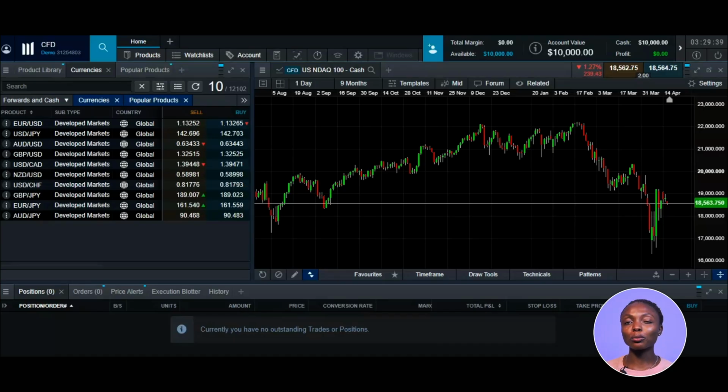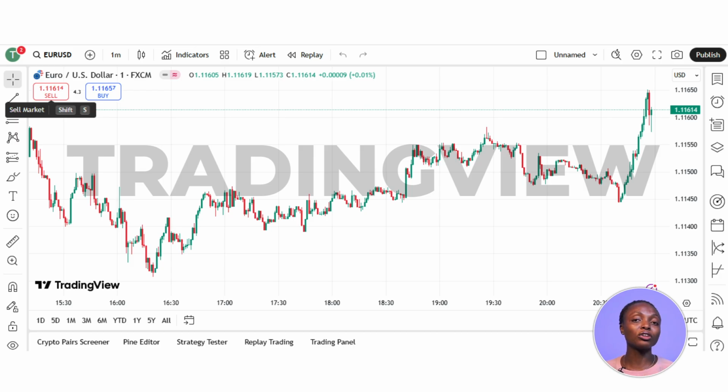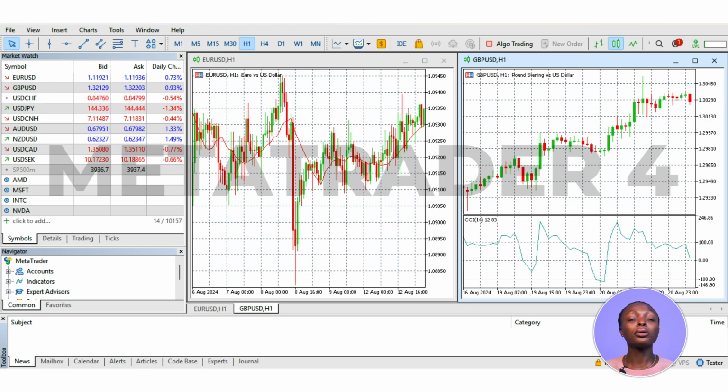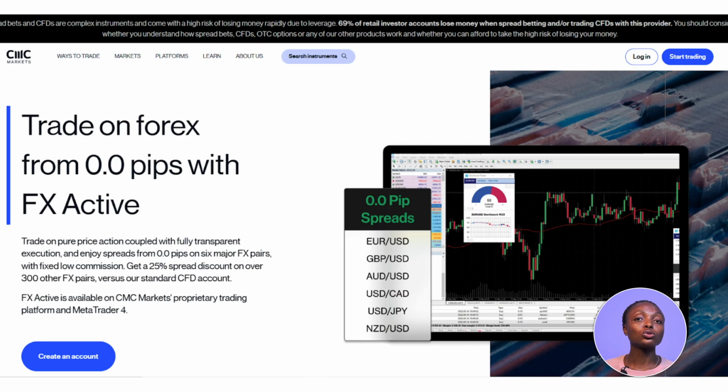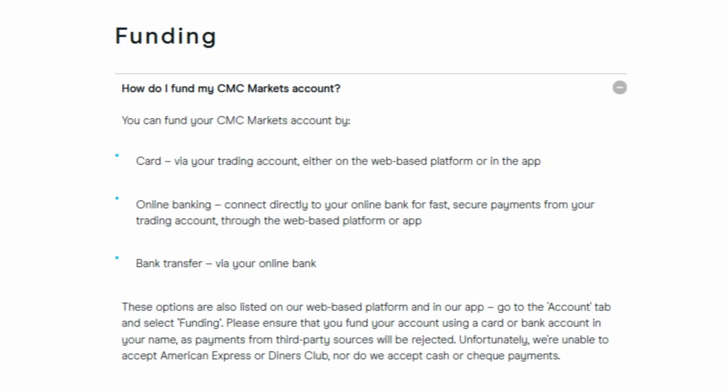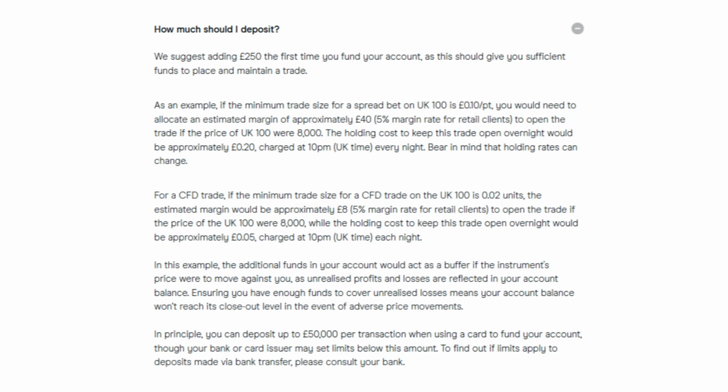CMC Markets have their proprietary web and mobile app platform. Then you can also trade with them on TradingView and MetaTrader 4, but not on MetaTrader 5. But to spread bet with them, you can only do that on their proprietary platform, and the FX active account can only function on their proprietary platforms and the MetaTrader 4 platform. Funding and withdrawals can be made via card payments, e-wallet, and bank transfer, and your minimum first-time deposit should be £250 or its equivalent.